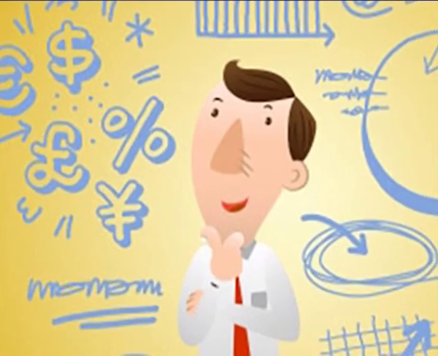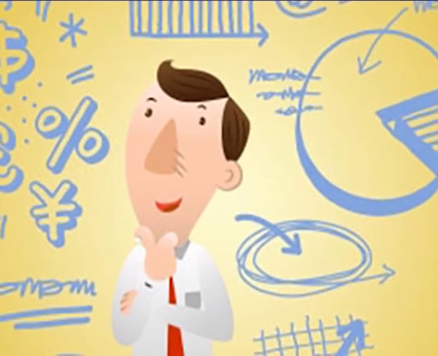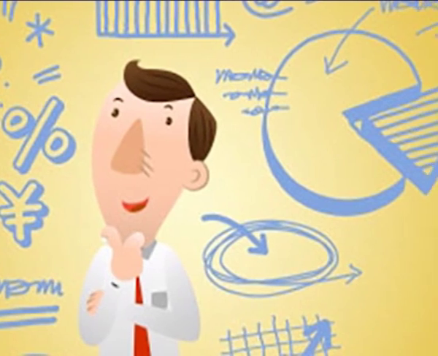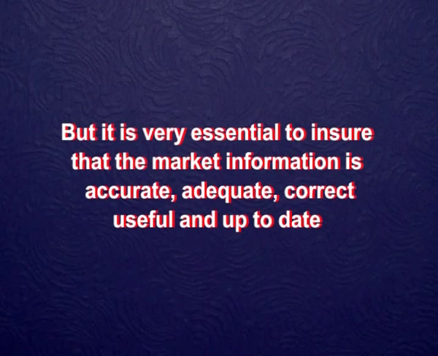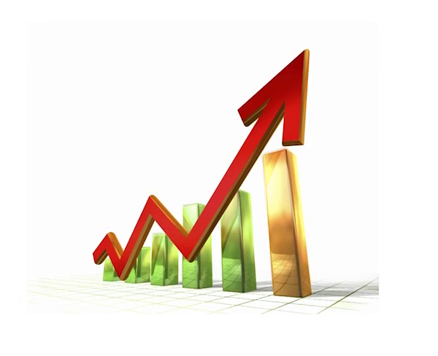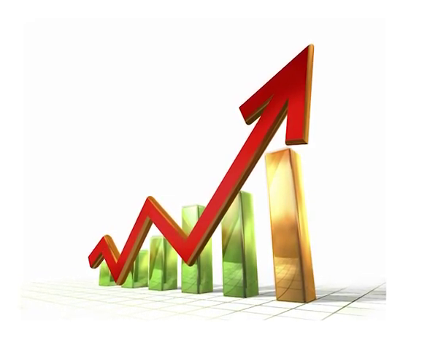The information can be collected first by conducting the market survey and then by interpreting such facts and data so collected. This is called market research, but it is very essential to ensure that the market information is accurate, adequate, correct, useful and up to date so that it will be easy to take correct decisions and formulate proper and reliable marketing strategy. The various sources of marketing information may be classified as under.